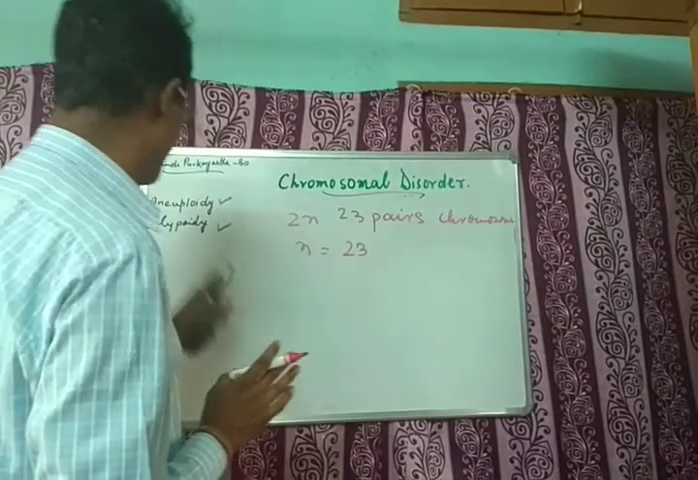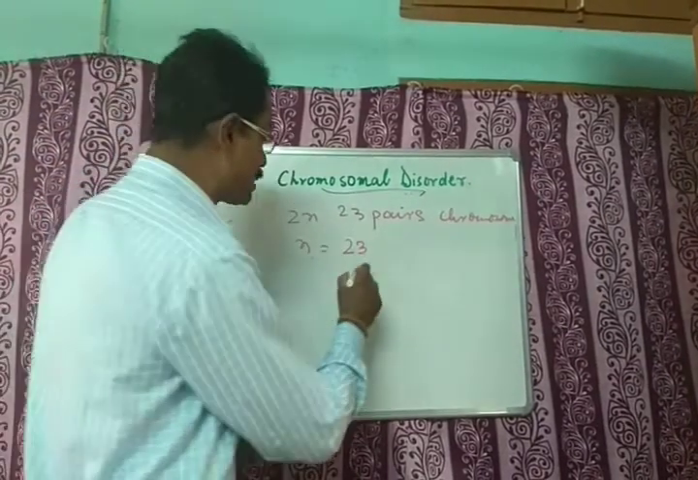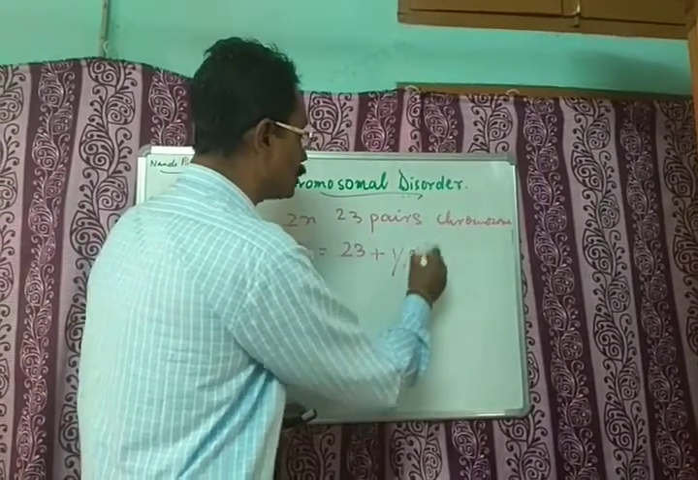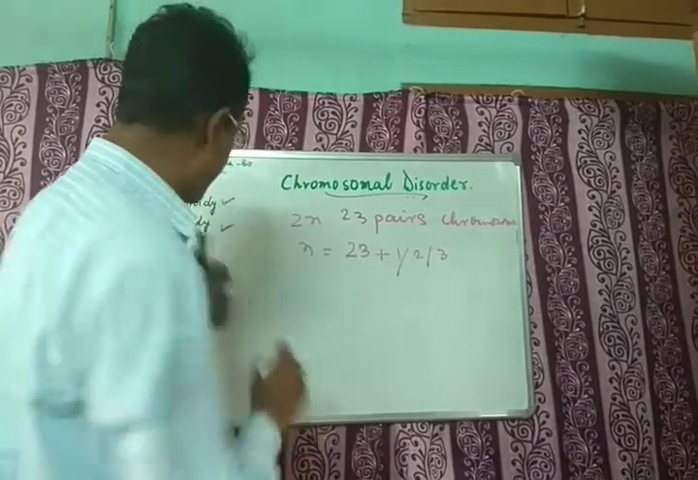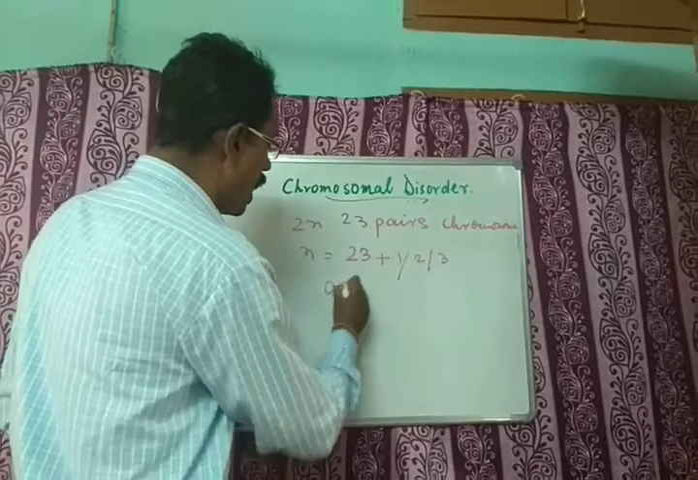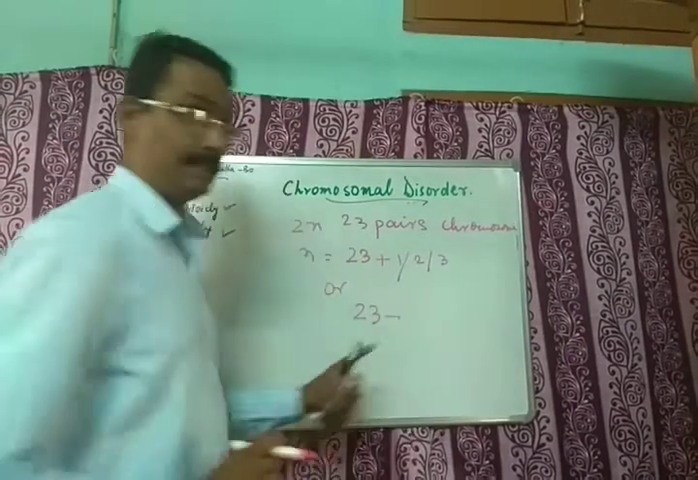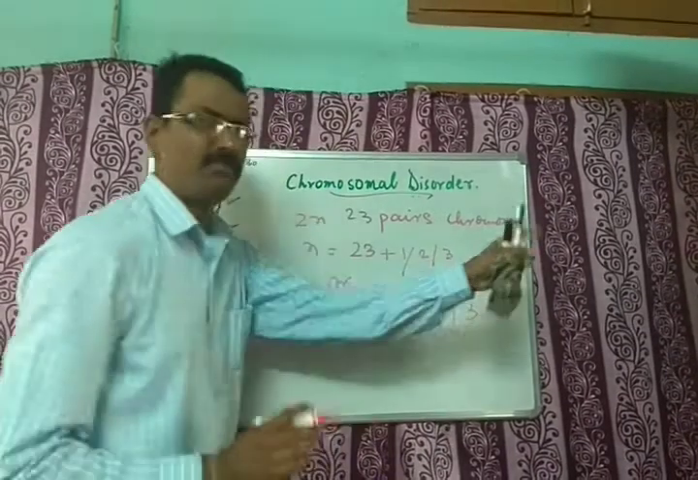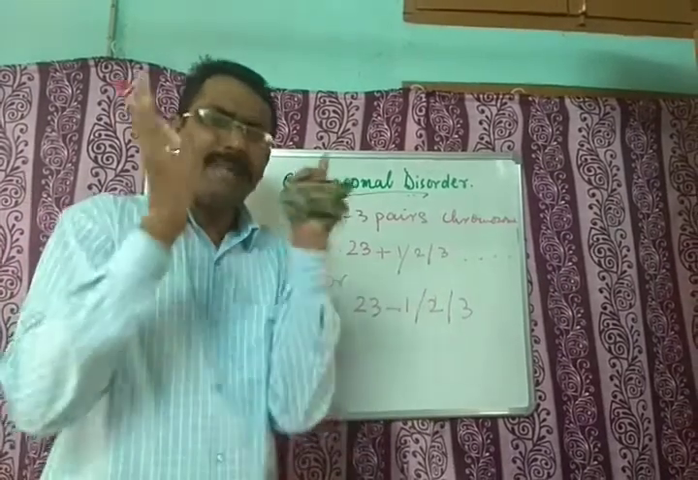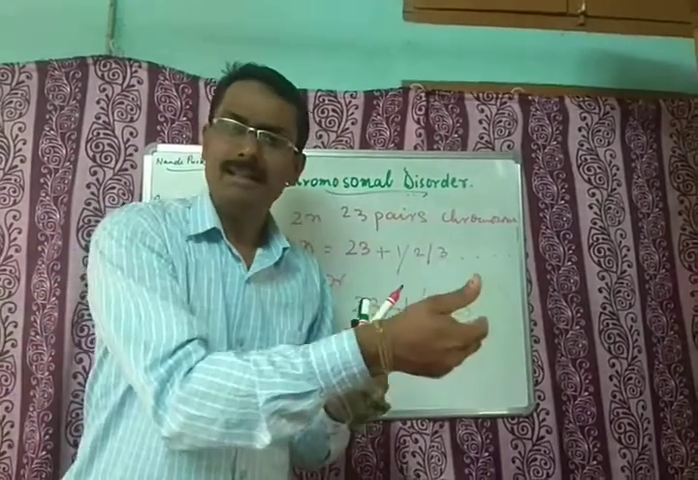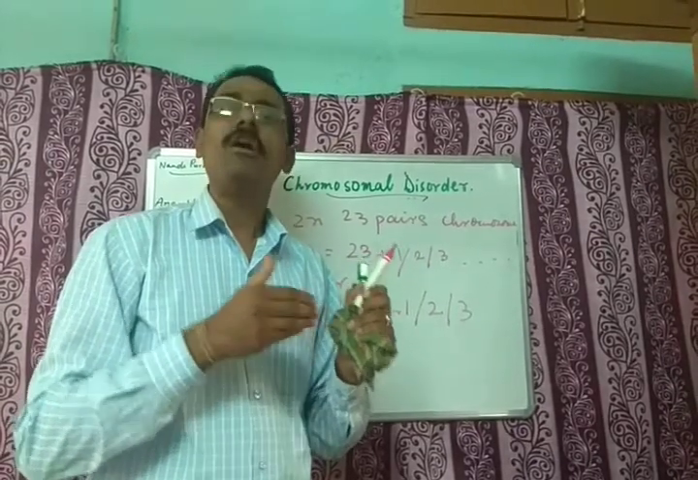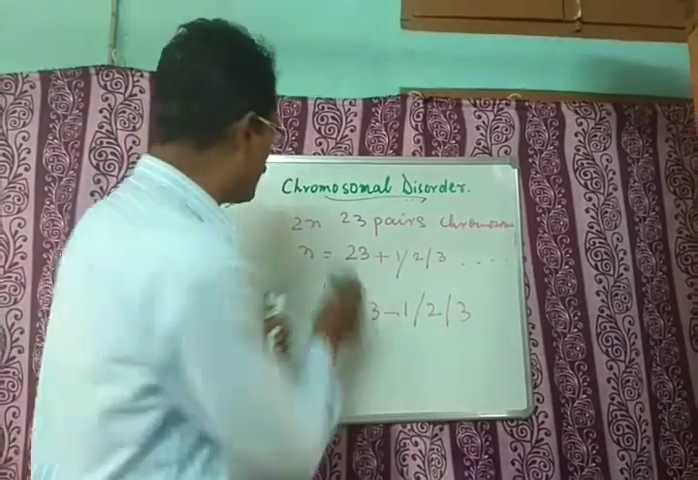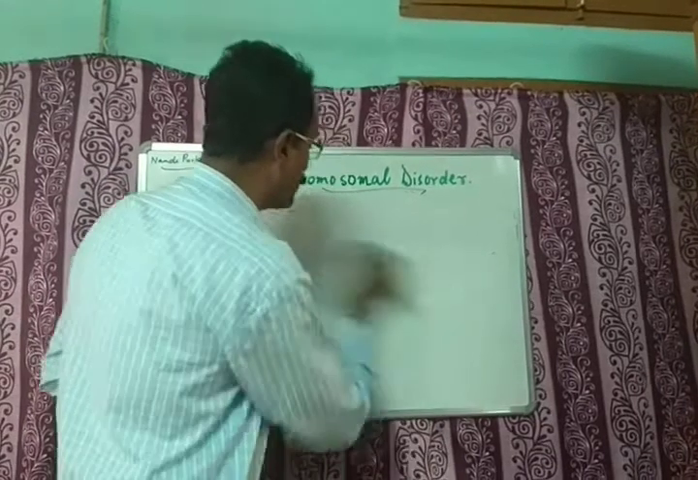Gametes are what? N. How many will be there in a gamete? 23. Now what happens in aneuploidy? There is the addition. 23 need to be there. But there is addition of one chromosome or two chromosomes, three chromosomes. I am telling about aneuploidy. Or it may be lack of one chromosome, two, three, or in number 5, 6, 7, 8, 9, 10. When that happens, addition or loss of number of chromosomes, that is called what? Aneuploidy. Understood?